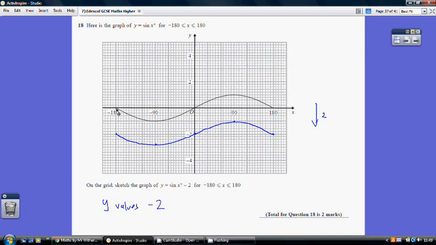So rather than the y coordinate being 0, it's now minus 2. And take this minimum point, rather than minus 1, it's now minus 3. Rather than 0, it's minus 2. Rather than 1, it's minus 1. And rather than 0, it's 2. So the whole curve just shifts down 2.